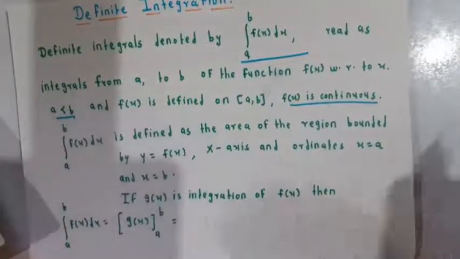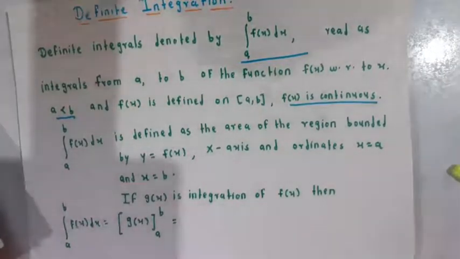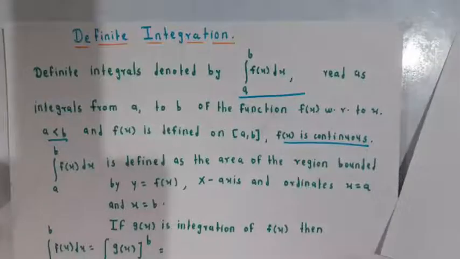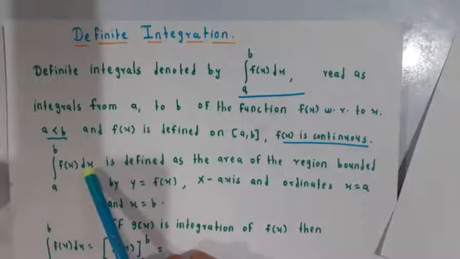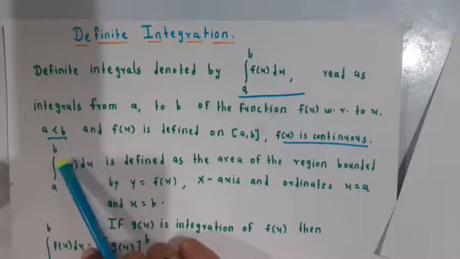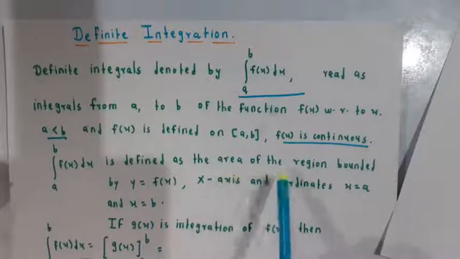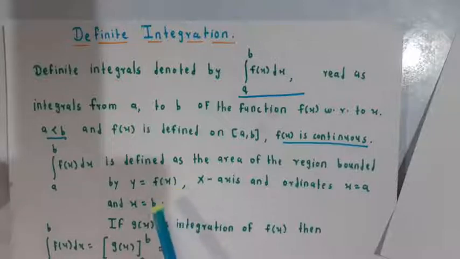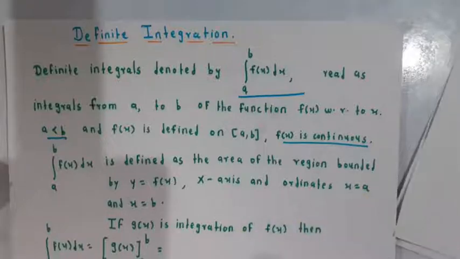So here in definite integration we take the sum from point a, and hence definite integration is integral of f of x dx from a to b, where a is the lower limit of integration and b is the upper limit of integration. This is defined as the area of the region bounded by the curve y equal to f of x, the x-axis, and the ordinates x equal to a and x equal to b.